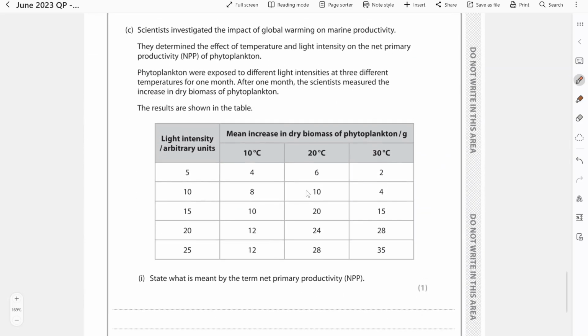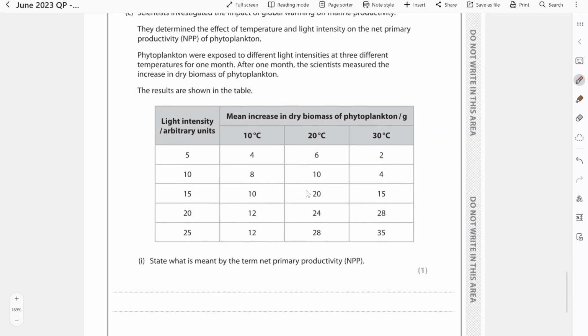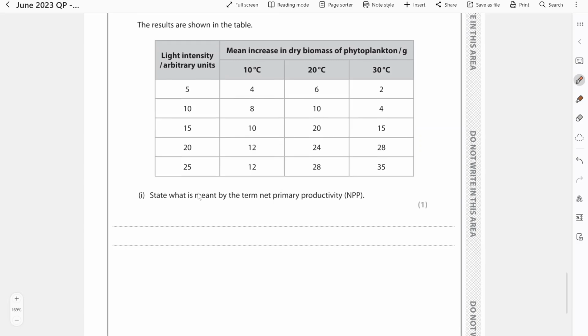Scientists investigated the impact of global warming on marine productivity. They determined the effect of temperature and light intensity on the net primary productivity of phytoplankton. So they exposed it to different light intensities for 3 months, at 3 different temperatures for 1 month. After 1 month, they measured the increase in dry biomass. Okay, state what is meant by the term net primary productivity.